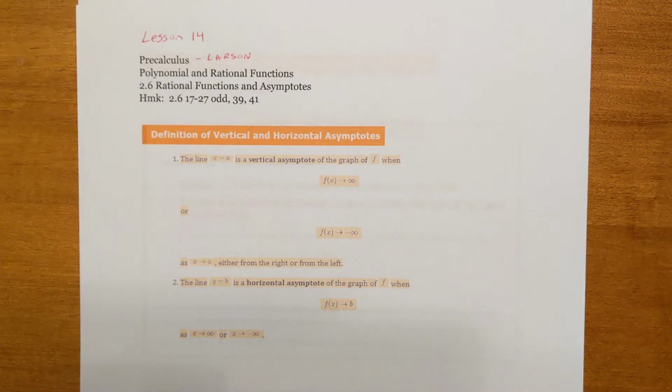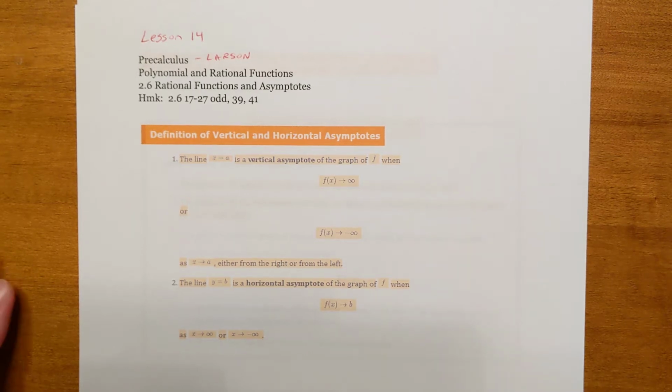We're on the 14th lesson of Precalculus using a textbook by Larson. This is Chapter 2, Section 6, Rational Functions and Asymptotes. All right, so the best way to understand what an asymptote is, is to look at a picture of one.